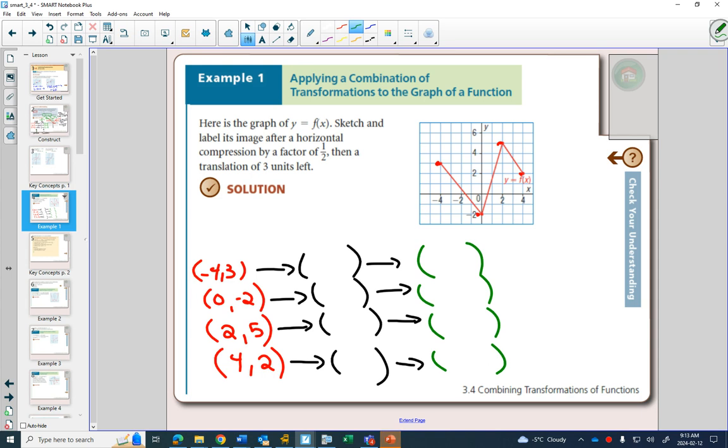So if we did everything the same, we read this question, it says horizontal compression by a factor of half. That tells us that our x value is getting multiplied by half. So x values are all going to change. Y values are going to stay the same.